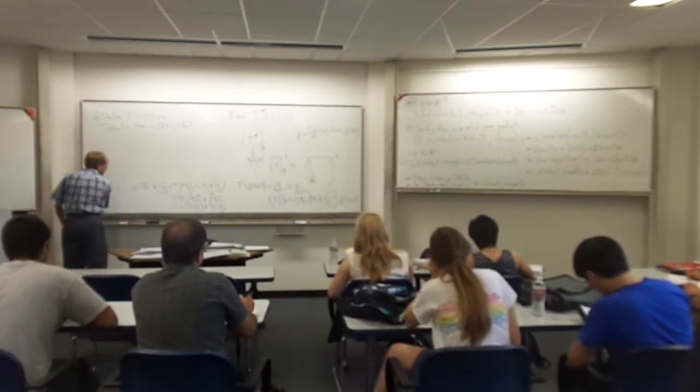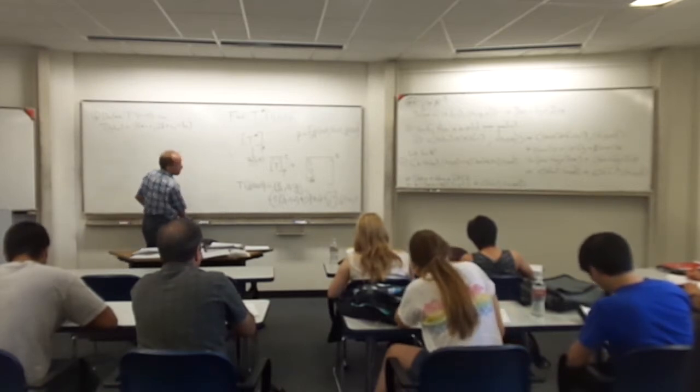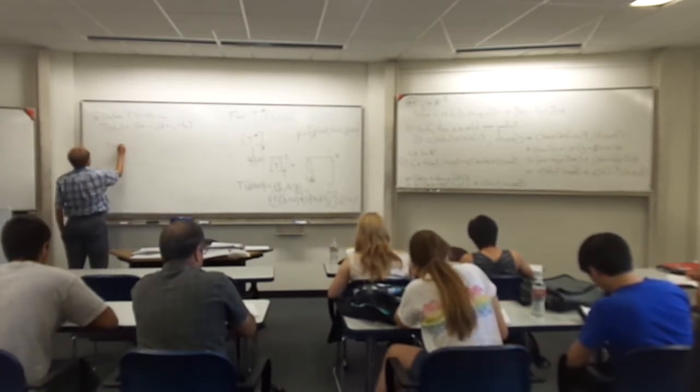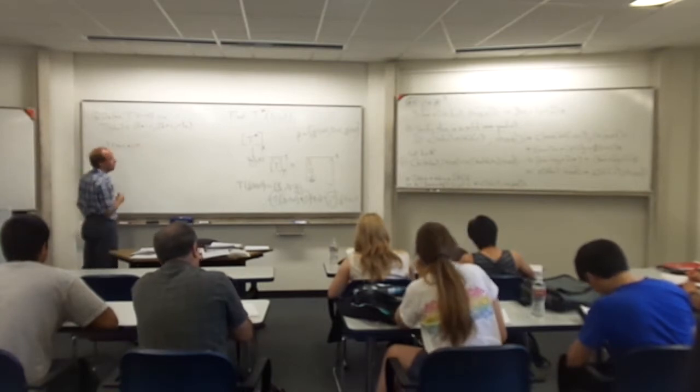Let's do T of the second vector in my basis beta. T of 0, 1, 0. What is that going to give me?